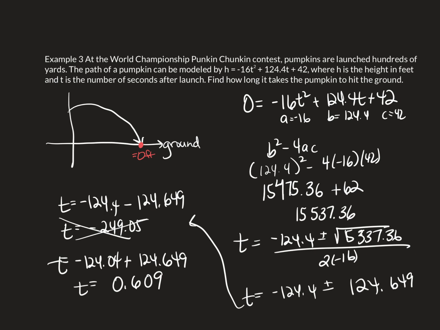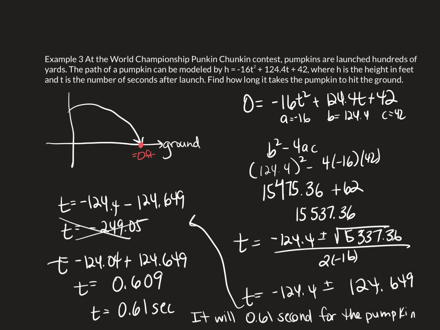And I'm actually doing time in seconds. So it's going to take 61 hundredths. Let's round to the nearest hundredth. It's going to take 61 hundredths of a second for that pumpkin to hit the ground. So I'm going to write that answer over here. It will take 61 hundredths of a second for the pumpkin to hit the ground.